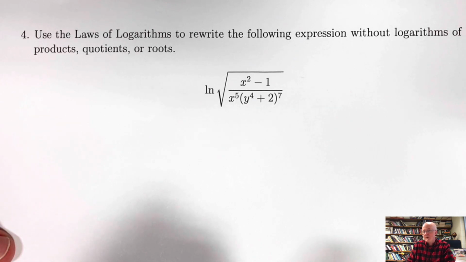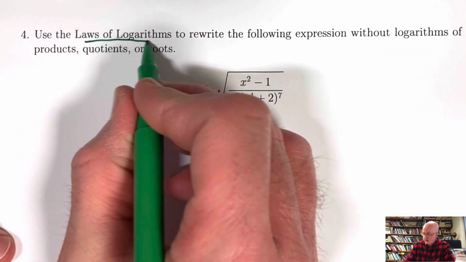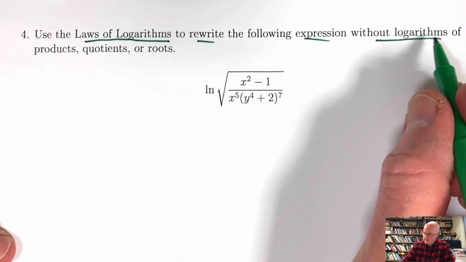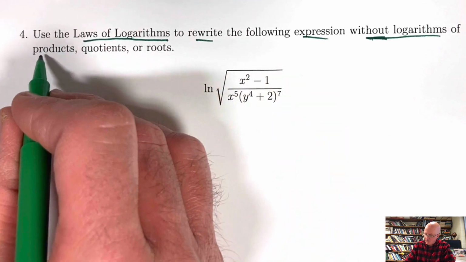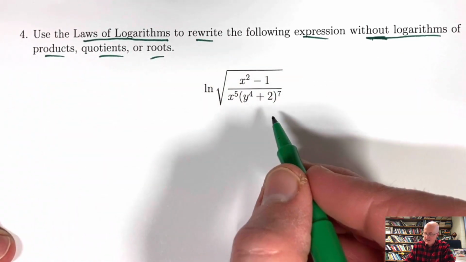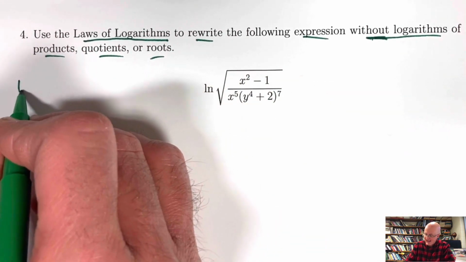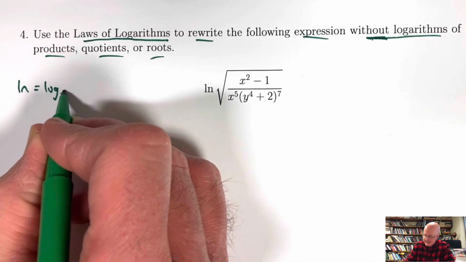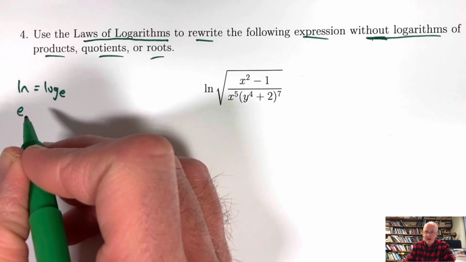In number 5, we do something similar to number 3, but in reverse. Use laws of logarithms again to rewrite an expression, but now without logarithms of products, quotients, or roots like you see here. Also notice that we have ln as our logarithm. That means log base e, where e is a special number in math.